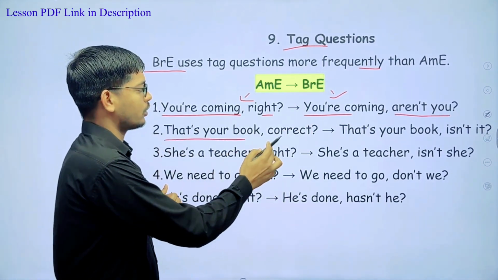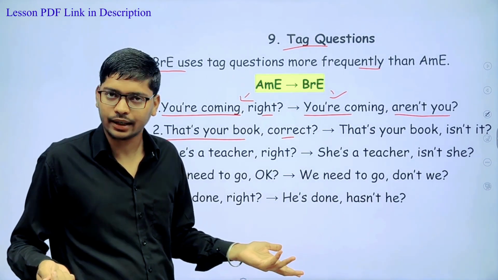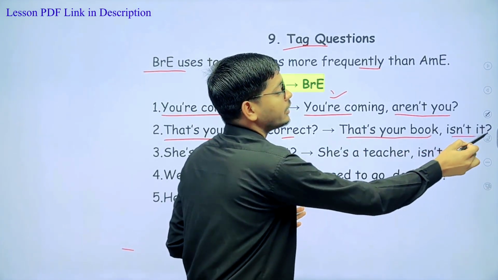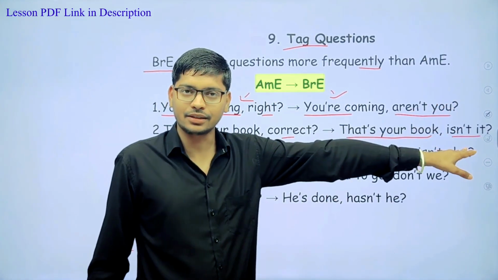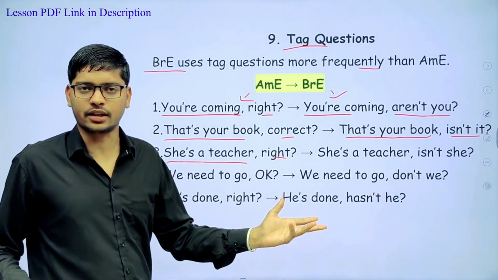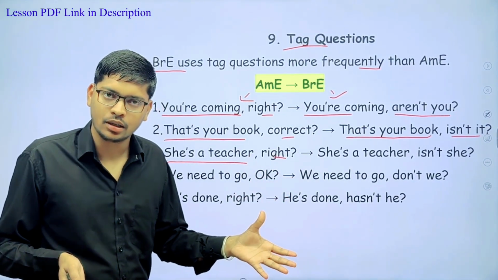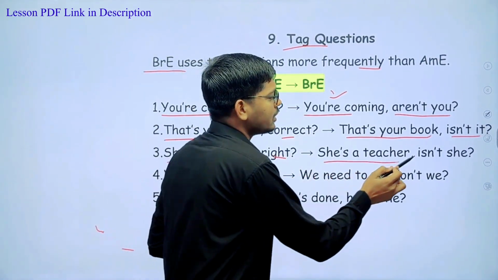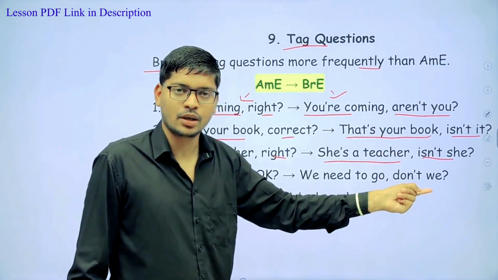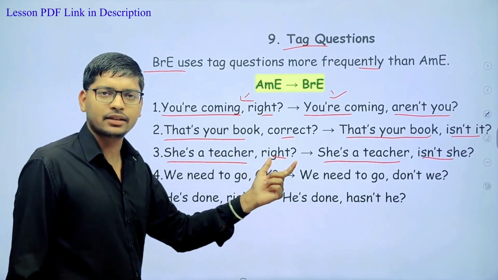Next, that's your book, correct? This is your pen, correct? You are reading, right? Okay, in British English, that's your book, isn't it? Next, she's a teacher, right? We say that in American English. In British English, she's a teacher, isn't she? But in American English, she's a teacher, right?